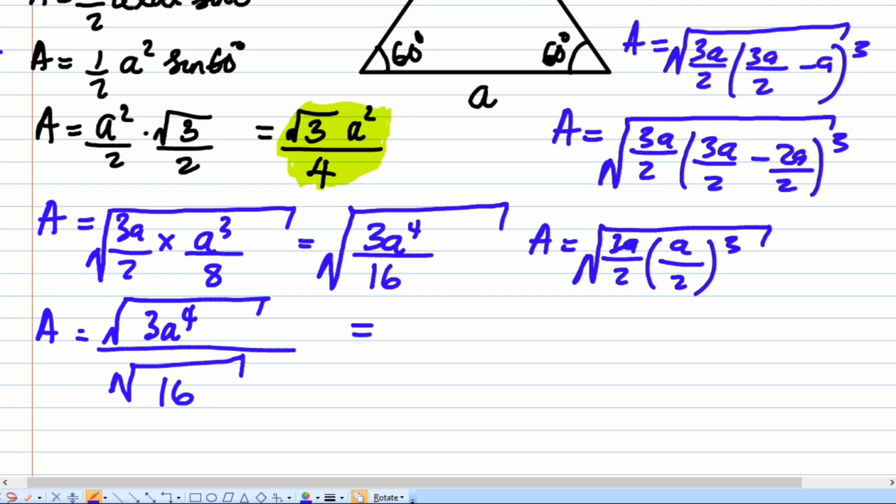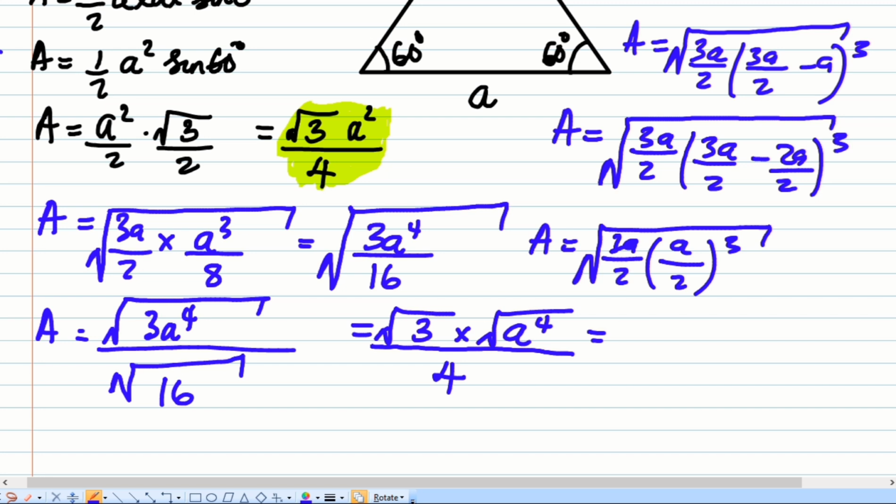Good. Also, since 3 is multiplying A raised to power 4, we can also separate it. So we can have the square root of 3 times the square root of A raised to power 4. Why am I doing this? Because I have seen that 3 is not a perfect square, so I don't want to get nonsense as an answer. The square root of 16 is 4 already, so we are done with that.